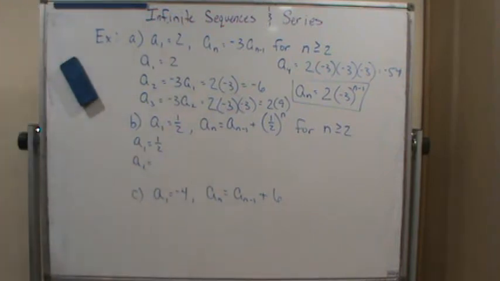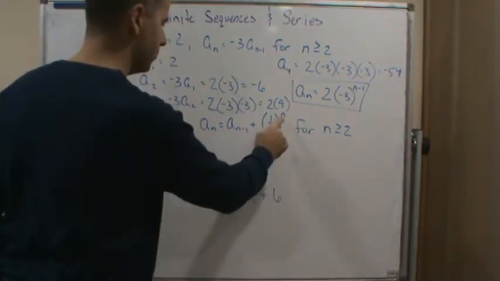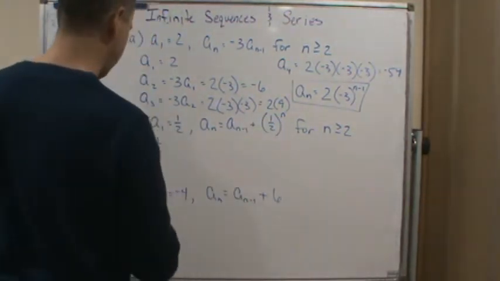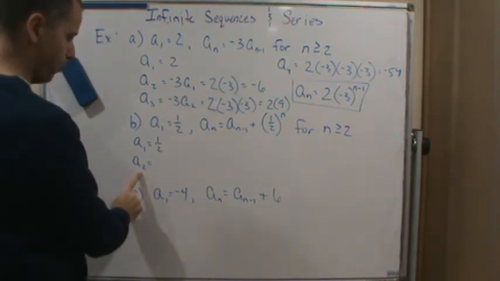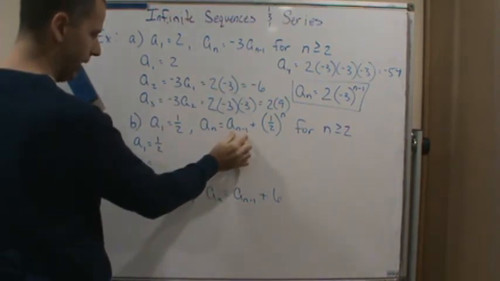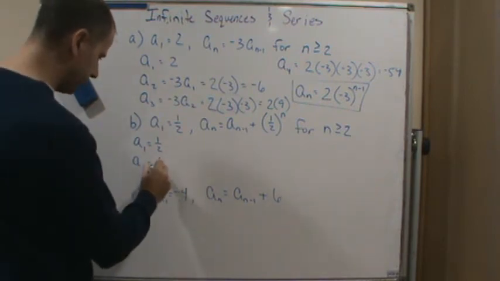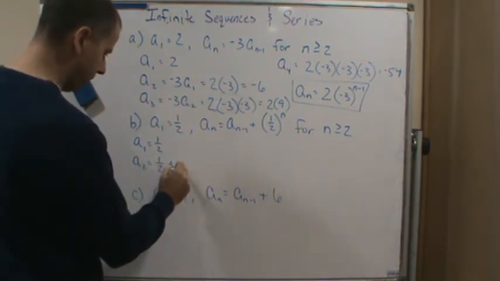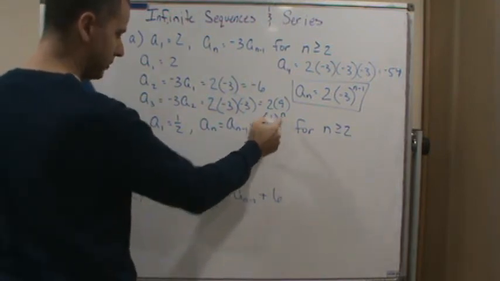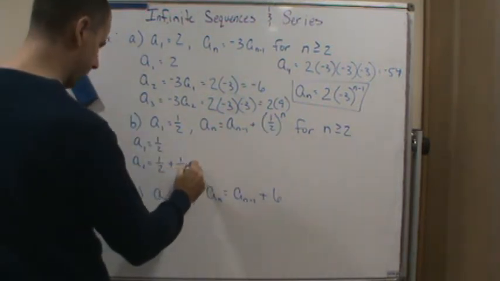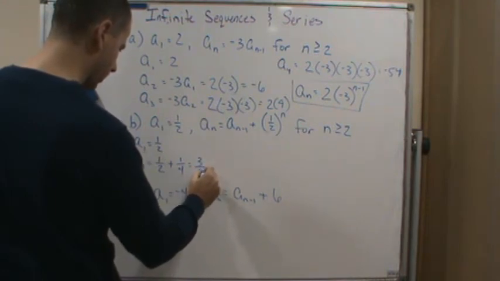Oh, hold on a second. What is it? Oh, this is 2, right? So 1/2 to the second power. So a sub 2 is going to be a sub 1, a half, plus 1/4, so a half squared. And so this is going to equal 3/4.